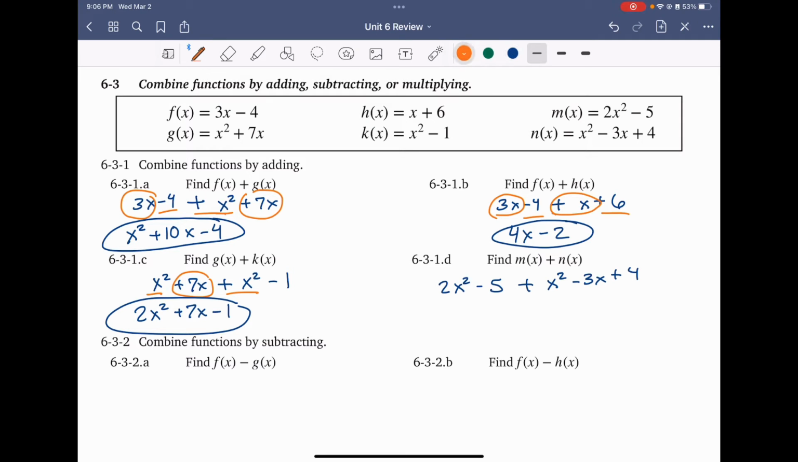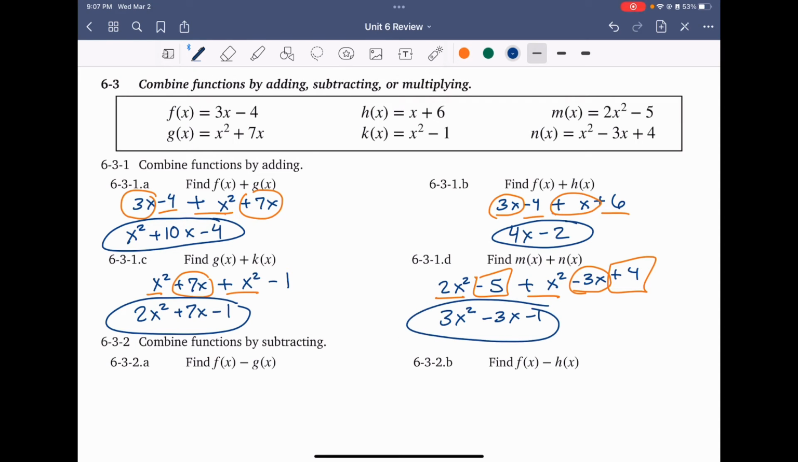So again, we'll start by looking for x squares. We have 1 there, and we have 2 there and 1 there. So altogether, that ends up being 3x squared. And then let's look for any x's that we have. We have those there, which is -3 of them, so minus 3x. And then look for our constants. We have 2 to group together. We have those ones and those ones, so -5 plus 4 ends up being -1.